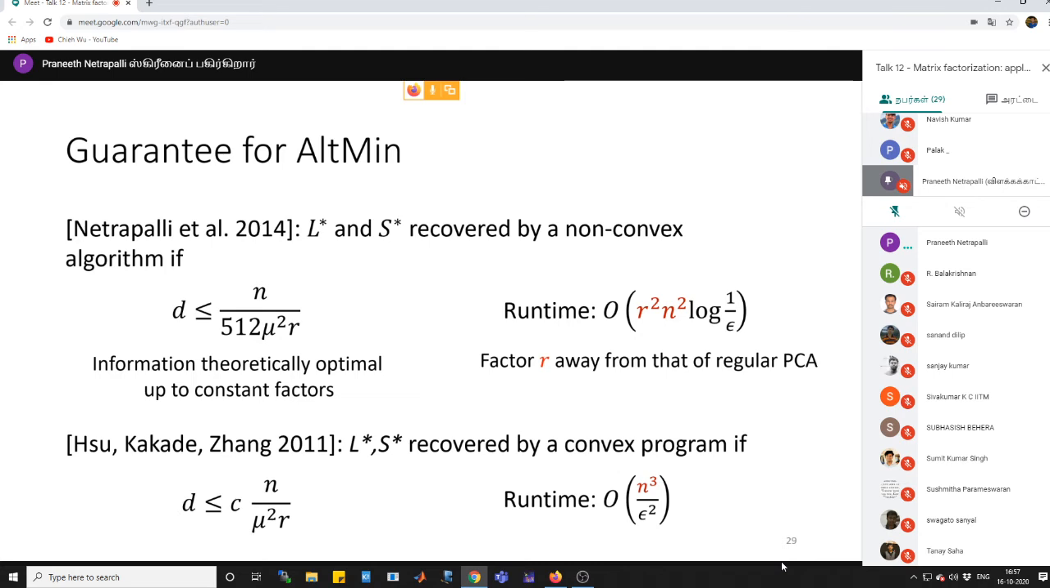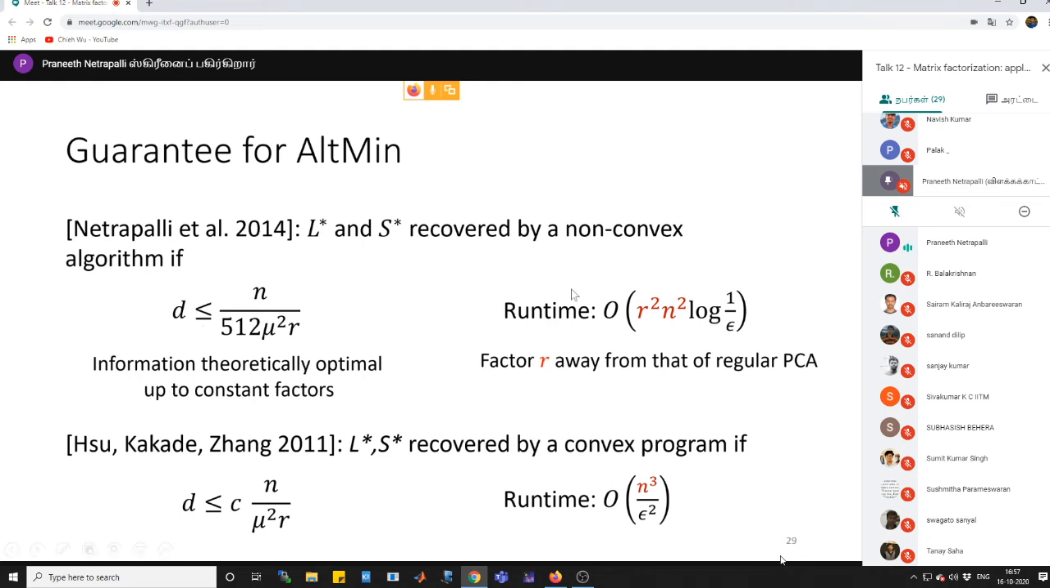Okay. And this bound turns out to be information theoretically optimal up to constant factors, meaning that if d is greater than some other constant times n over mu square r, then there exist matrices for which you cannot uniquely decompose it as L star plus S star. Okay. There will be multiple, and it will not even be identifiable. That's what we mean by information theoretically optimal.